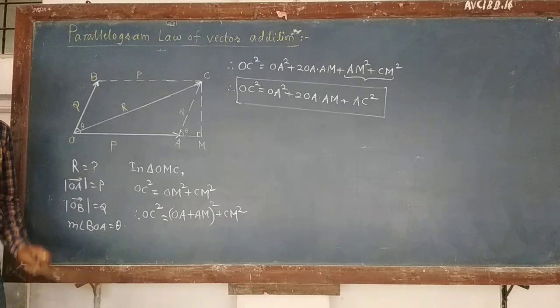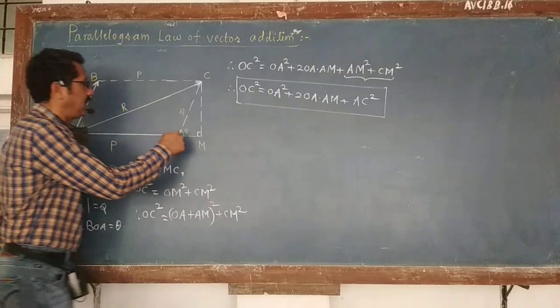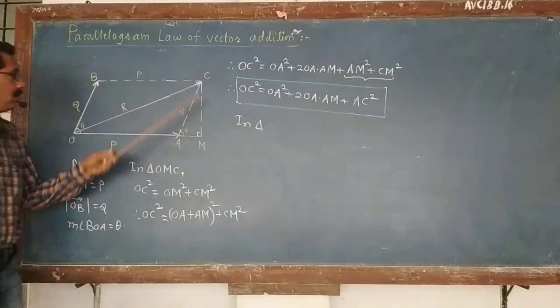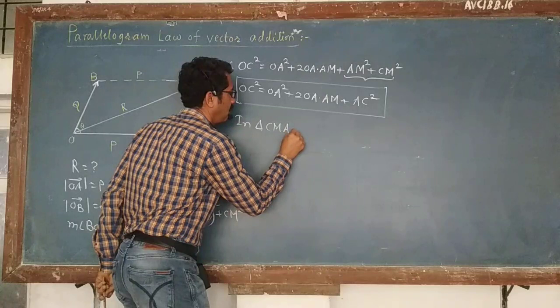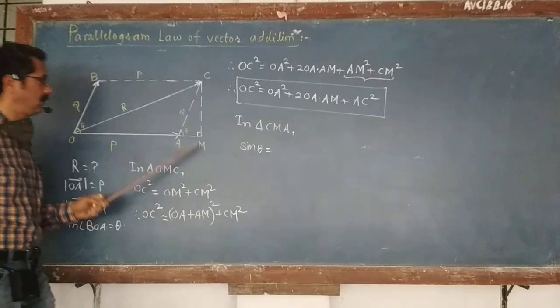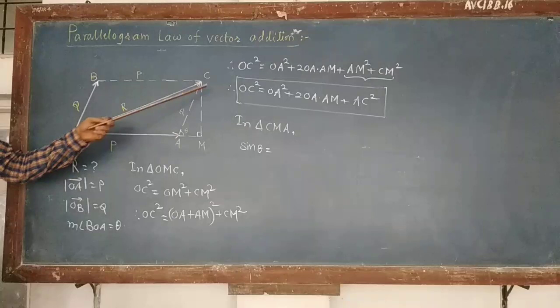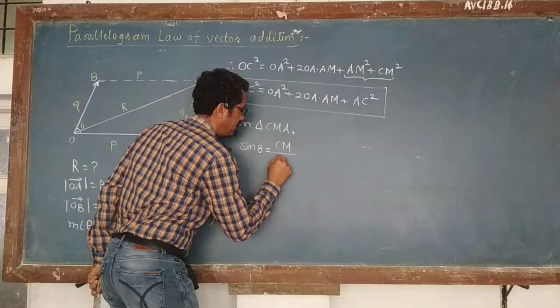In this particular case, I'll first of all go for finding in this smaller triangle, in triangle CMA. What is sin theta equal to in this case? Sin theta is usually opposite upon hypotenuse. So what does that give me? CM upon AC.